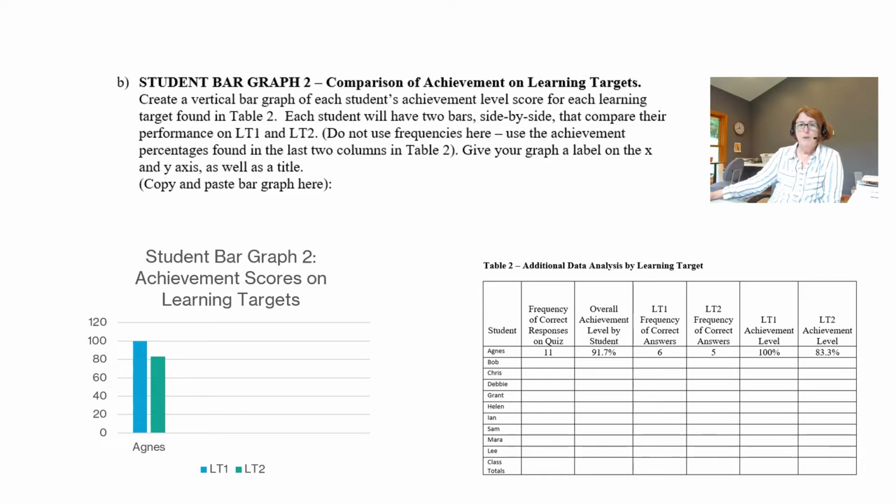And those have been visually represented with the blue bar graph to the left for learning target 1 and the green for learning target 2. Again, we've done the similar title, Student Bar Graph 2, to match the template name, achievement scores on learning targets.